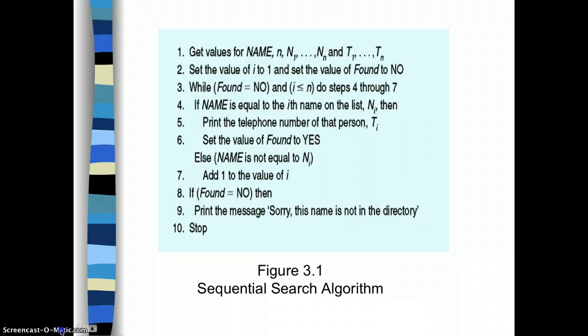But let's say we would never find the name, so in order to determine that we haven't found the name, we basically would have to know that we've been through all the values in the list.